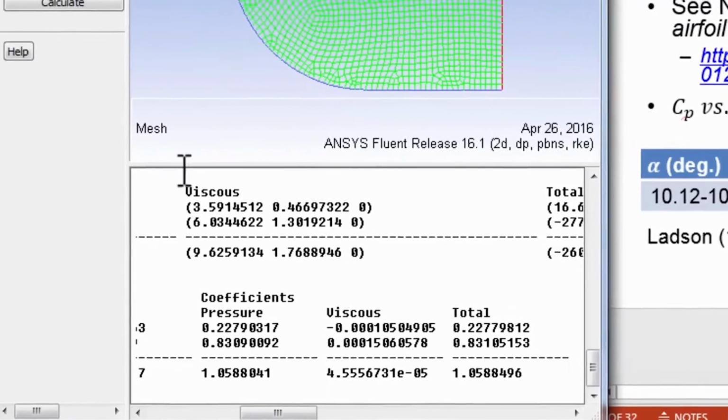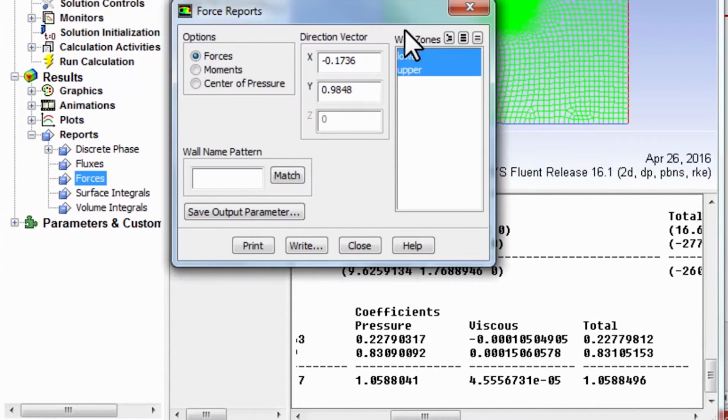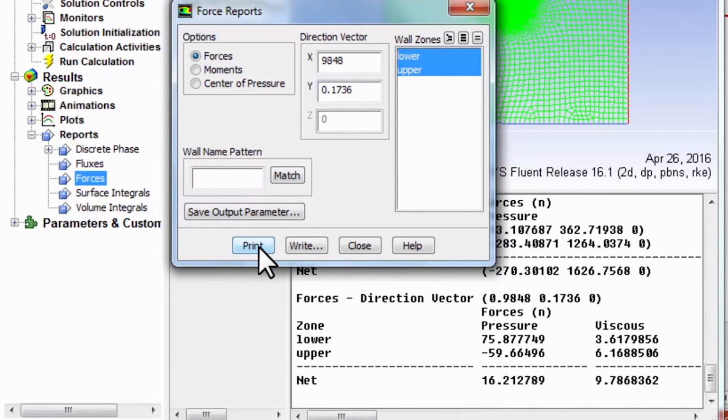What about the drag? We have a good prediction for the lift, and I can go and do the same thing for the drag. So I need to change the direction. That's cosine alpha, and that's sine alpha. So I need to get rid of the negative sign. And I say print.